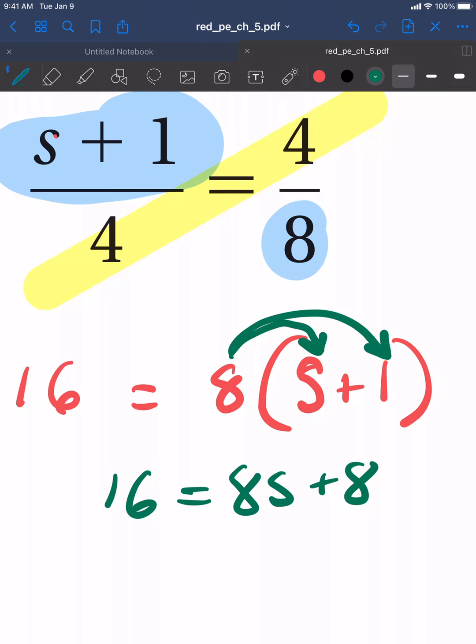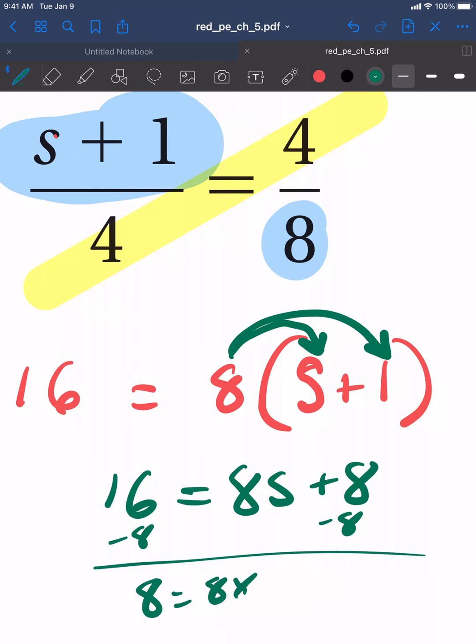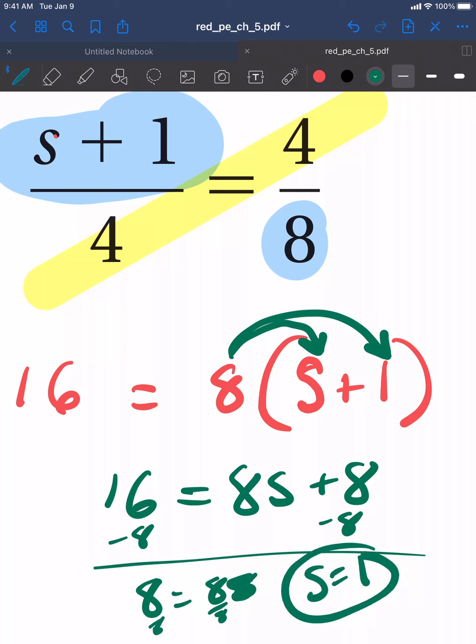Okay, remember, there's a super special rule that if you don't follow, it's not going to work. You have to get the stuff around it gone before you can deal with what's directly happening to it. What is directly happening to my s? It's being multiplied by 8 because they're snuggled up next to each other, right? So subtract 8 first. It's 8 equals 8s. So just divide by 8. Divide by 8, divide by 8, s equals 1.